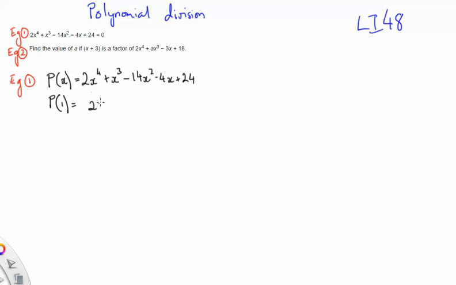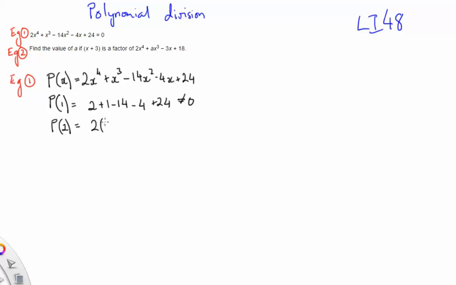Well, that's going to be 2 plus 1 minus 14 minus 4 plus 24. Oh, this doesn't look too good. I can already see, without evaluating much further, we've got 3 minus 14, which is negative 11, minus 5, which is negative 15, plus 24. No, that doesn't equal 0. Let's try p of 2.